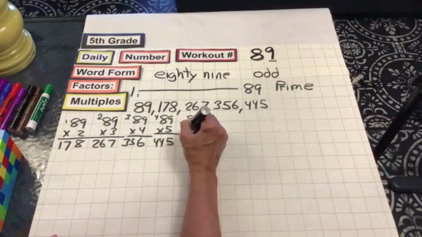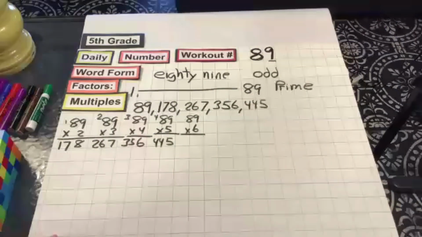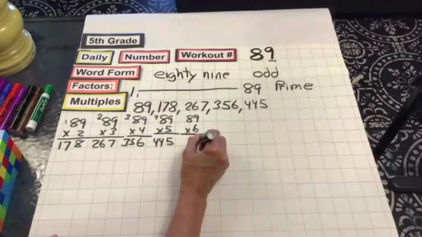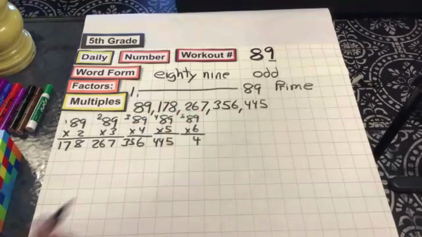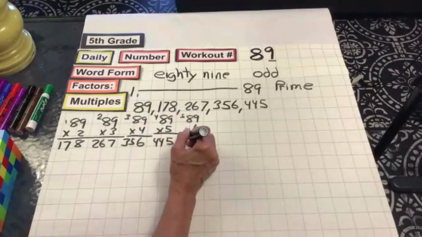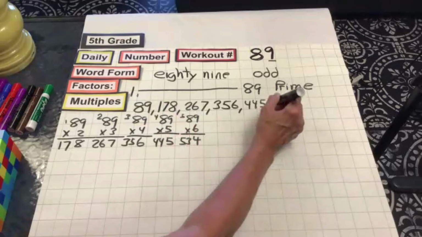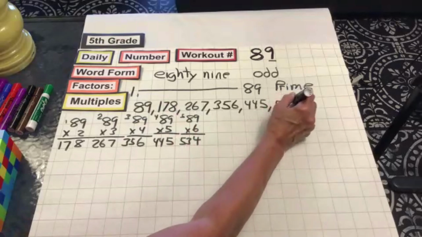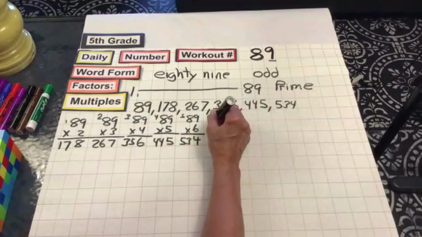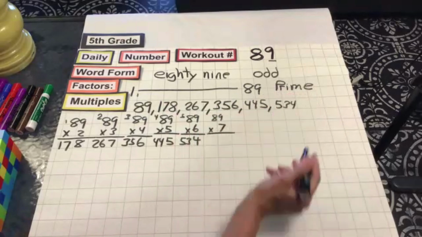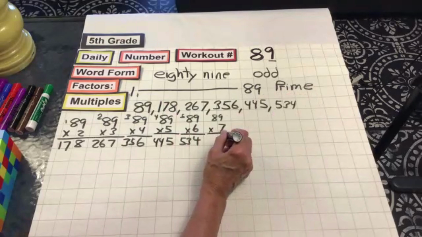6 89s. 6 times 9 is 54. Drop the 4, carry the 5. 6 times 8 is 48, plus 5 is 53. So we have 534. 7 89s. 7 times 9 is 63.